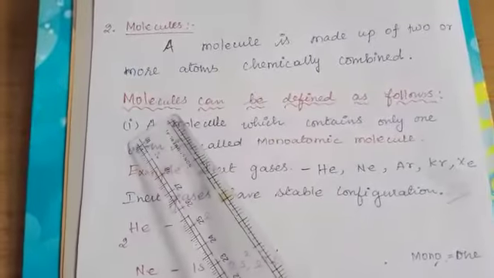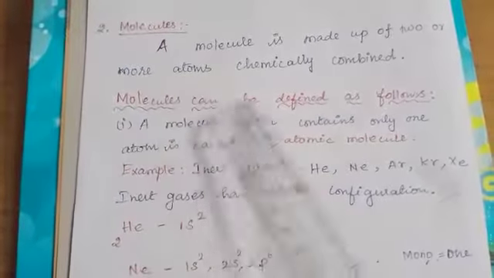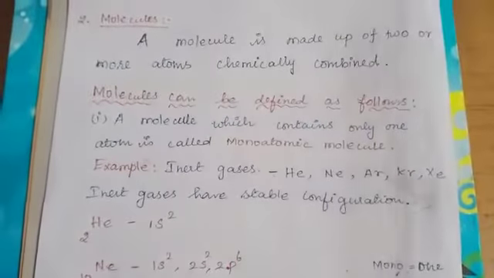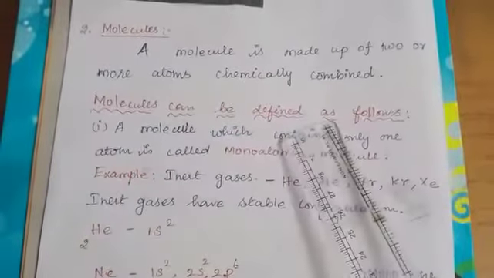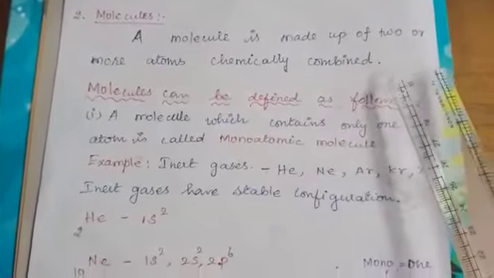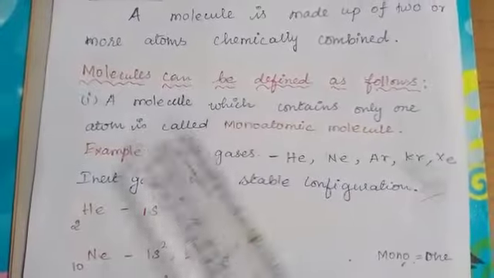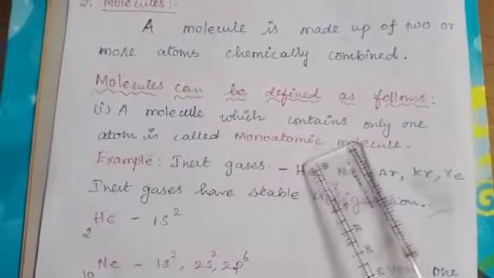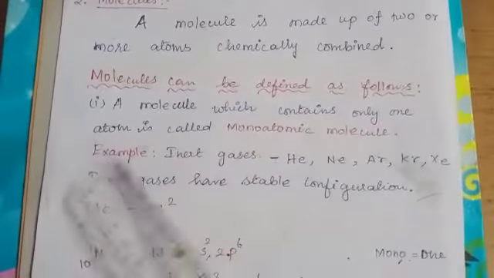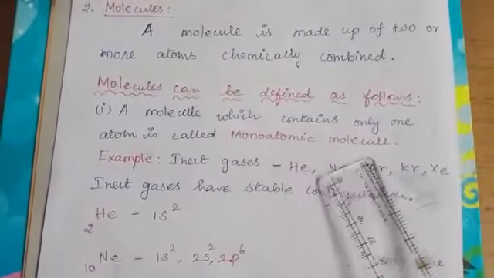Students, today we are going to learn about how molecules can be defined. They are monoatomic molecules, diatomic molecules, triatomic molecules and polyatomic molecules. First of all, we are going to see about monoatomic molecules. A molecule which contains only one atom is called a monoatomic molecule.